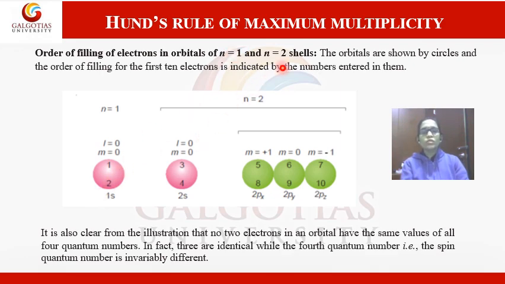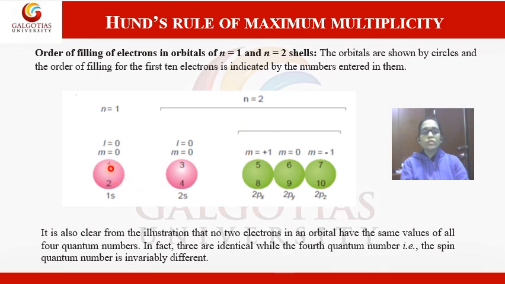When n is equal to 2, it has 4 orbitals: one 2s orbital and three 2p orbitals. So how will we fill these electrons? In total, 5 orbitals means it can accommodate 10 electrons. So how will the electrons be arranged or filled in the different orbitals?